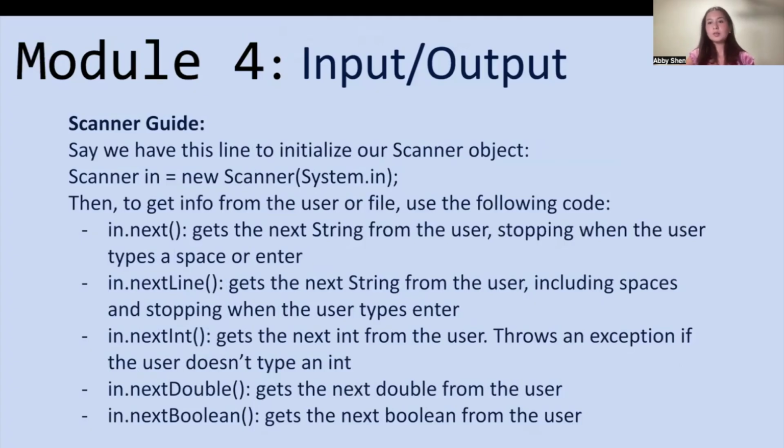So, just a scanner guide. This is something that we've seen before. The first line is initializing our scanner object: Scanner in equals new Scanner, and then System.in. Then, again, these are things we've seen before: we use in.next, in.nextLine, in.nextInt, in.nextDouble, and in.nextBoolean to get the next whatever from the user input.